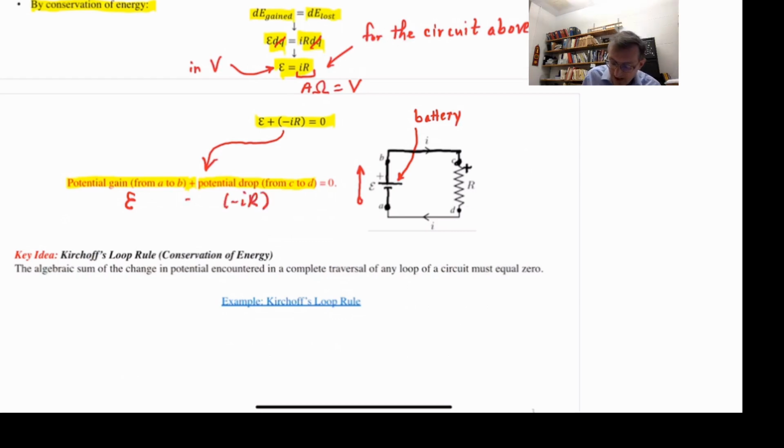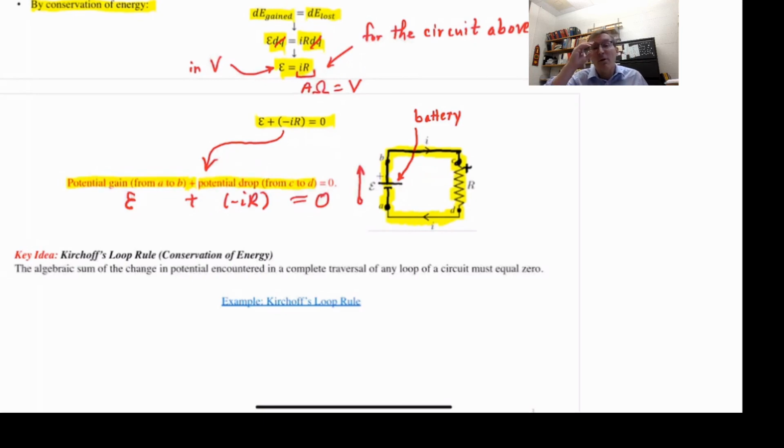And what this equation says is that there is the potential gain in going from A to B, then nothing along there, then the potential drop in going from C to D, and then nothing along this lower wire, and then I'm back to where I started. So I've done one complete traversal, but that total now I know is 0.